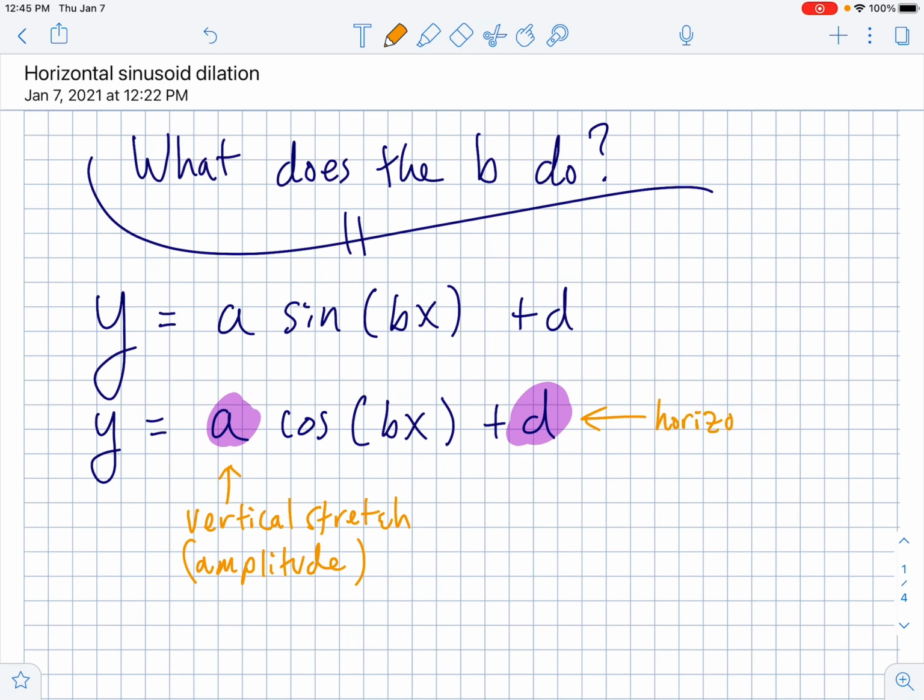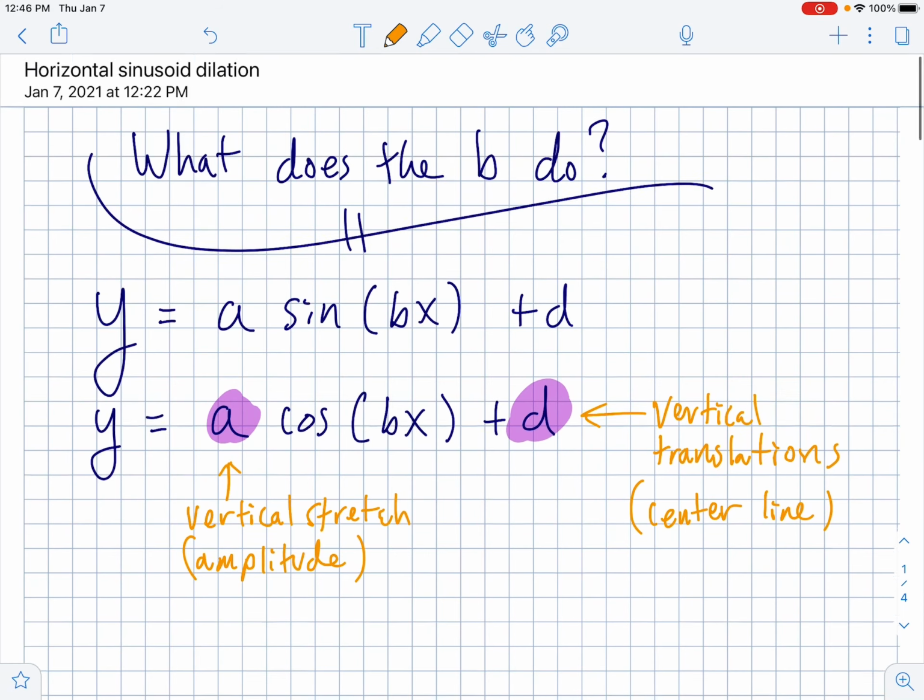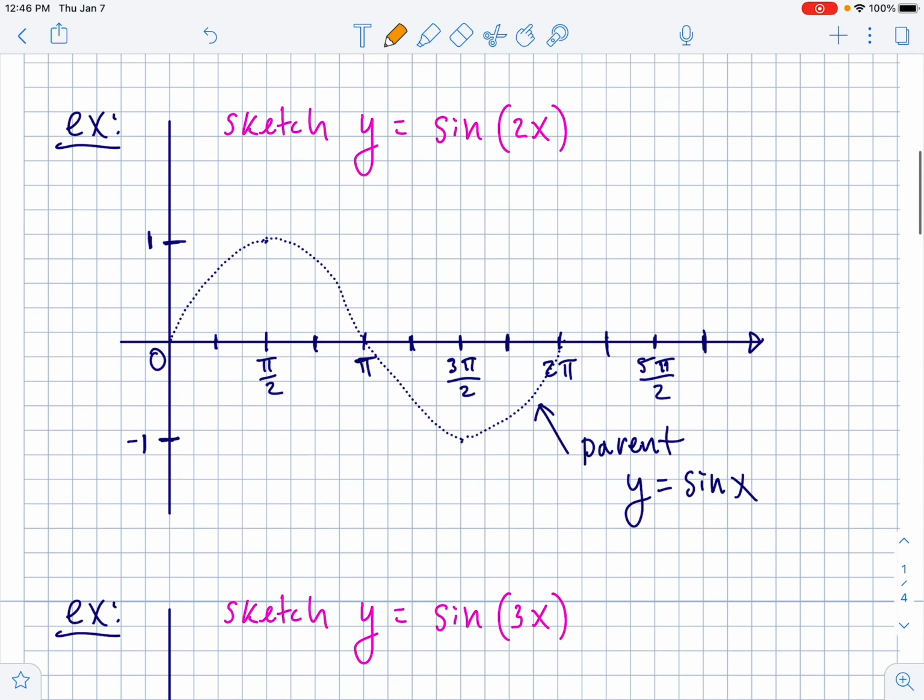This is your vertical translations. That's the same with any sort of function: if you add some number on the end, it moves it up. If you subtract, it moves it down. But in terms of a sinusoid, this affects the center line, I guess is one way to put it. Sometimes I call it home base, but it's that line that cuts right through the middle of your sinusoid.